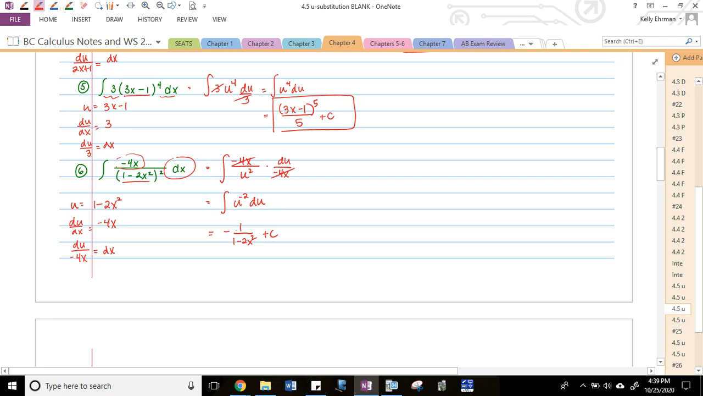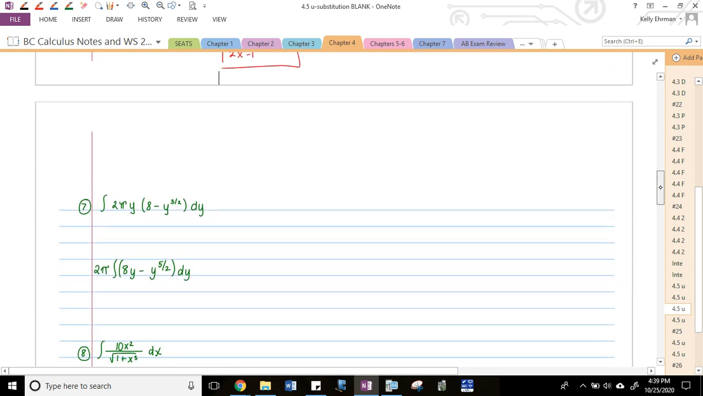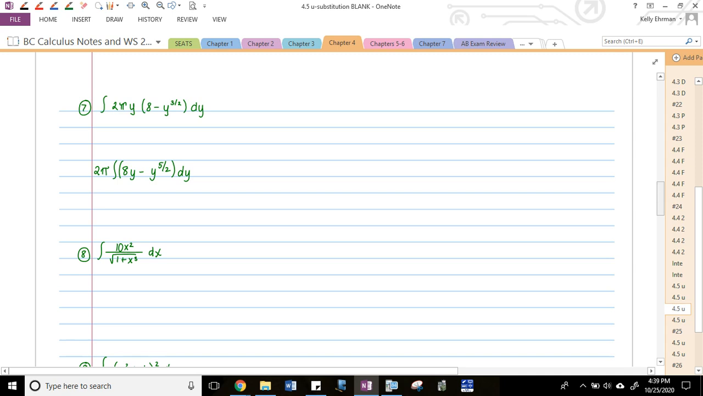I don't really like that. Negative 1 over, why don't we distribute that negative through the denominator and just call it 1 over 2x squared minus 1 plus c. You don't have to do that. I just think it looks nicer. All right, let's keep going.